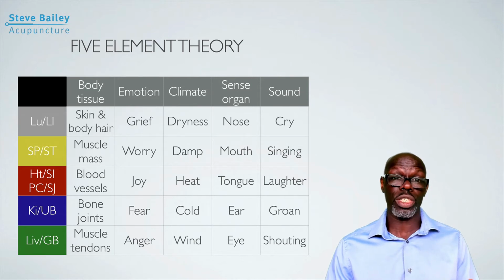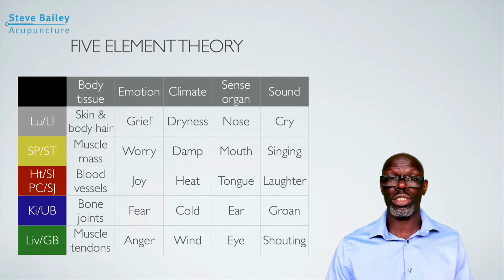The key thing is, if you're looking at the spleen and stomach meridian, your 2 most effective points are going to be spleen 6 and stomach 36. You can't go too far wrong with those 2 points at addressing most musculoskeletal disorders.